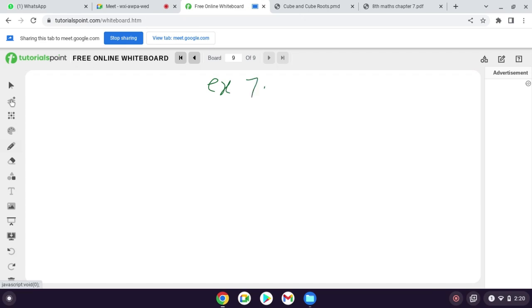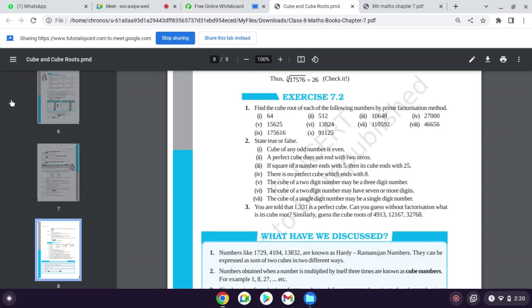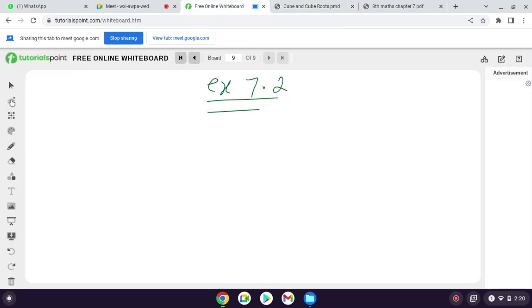Exercise 7.2. In exercise 7.2, the first question is: find the cube root of each of the following numbers by the prime factorization method. We have to follow the same rule as in 7.1, but we have to put the root. For example, this is the first part, 64. I have to put the cube root here. I will do the prime factorization.